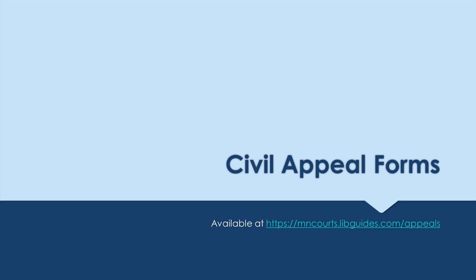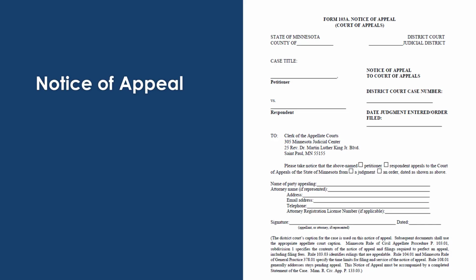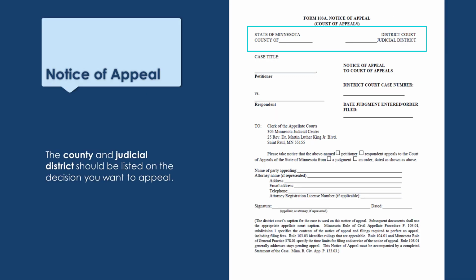We will look at each form individually. It would be helpful if you have copies of the forms to look at as we go through each one. The Notice of Appeal is a short form that tells the court you want to appeal a case. Let's begin with the caption. At the top left, fill in the county where your case was decided. At the top right, add the judicial district. The county and judicial district should be printed at the top of the decision you want to appeal.